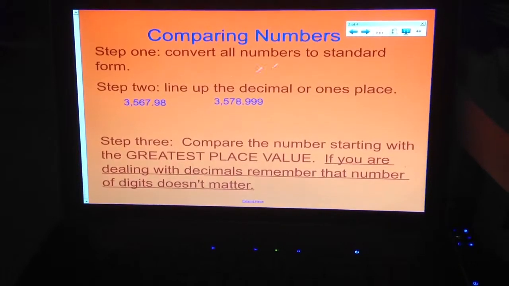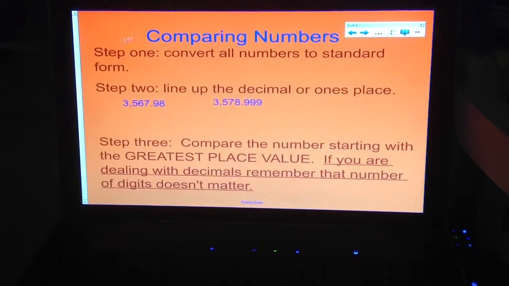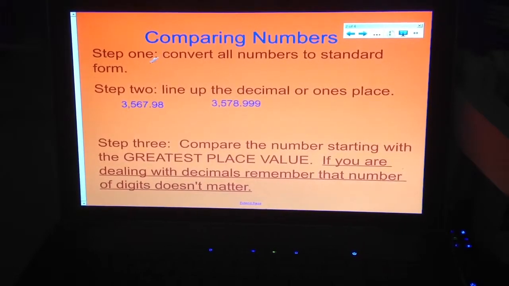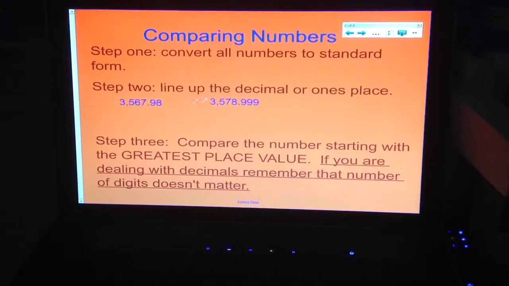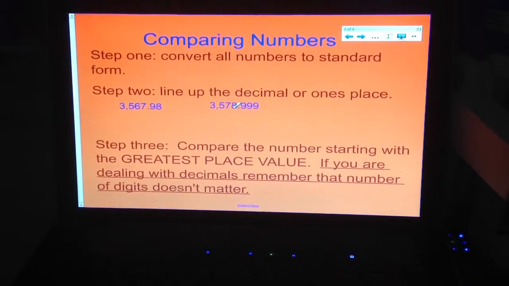Okay, today we're going to talk about comparing and ordering numbers. This first step, step one, is not going to be applicable. Will I show you here on the computer?